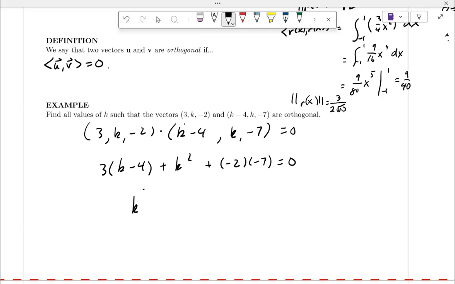If we simplify, we get k squared plus 3k. I've got a minus 12 and a plus 14, so I've got a plus 2. So we get k squared plus 3k plus 2 equals 0. Looks like I made that one factored nicely. K plus 1, k plus 2. And so your k is -1 or -2.